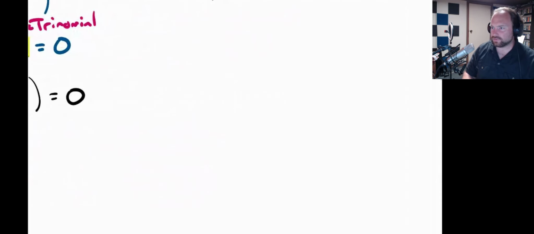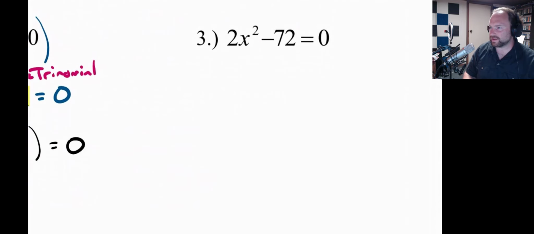Let's look at number 3. 2x minus 72 equals 0. What did my thing crap? Oh, I have to scroll down. Okay, I was worried that my thing crapped out on me again.